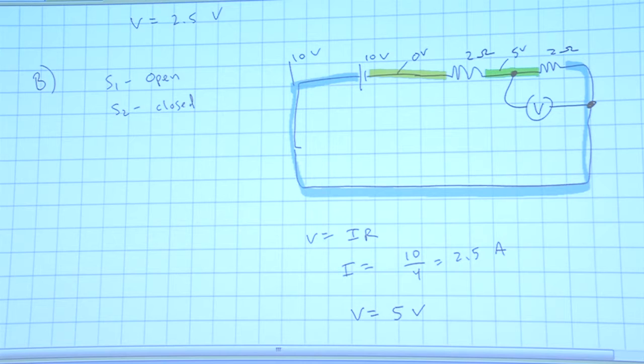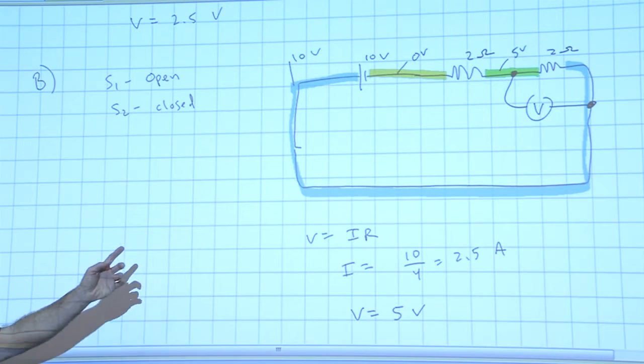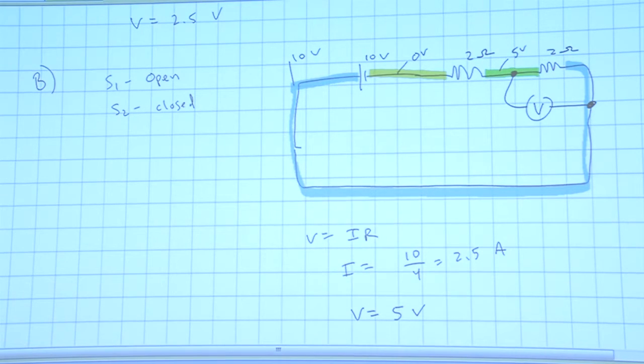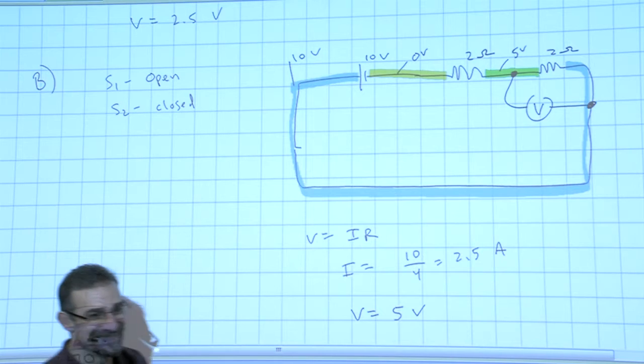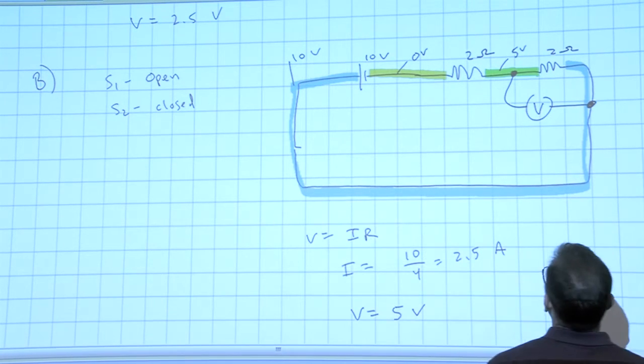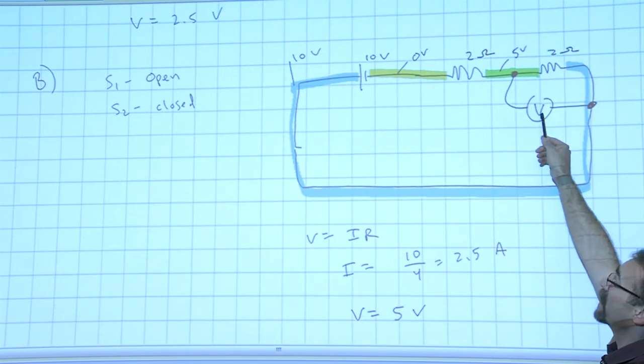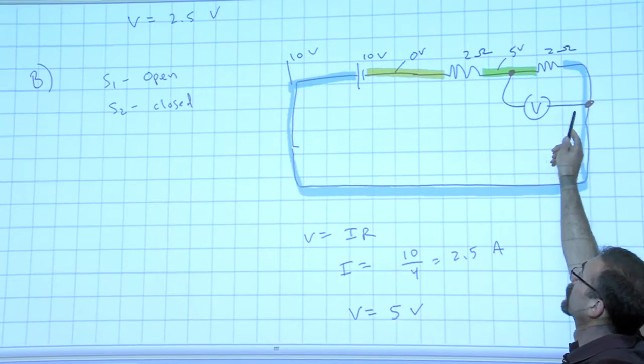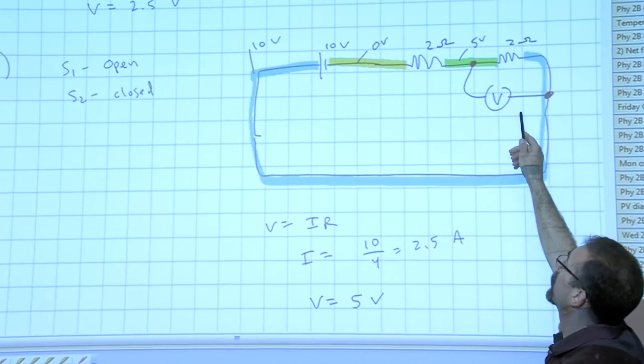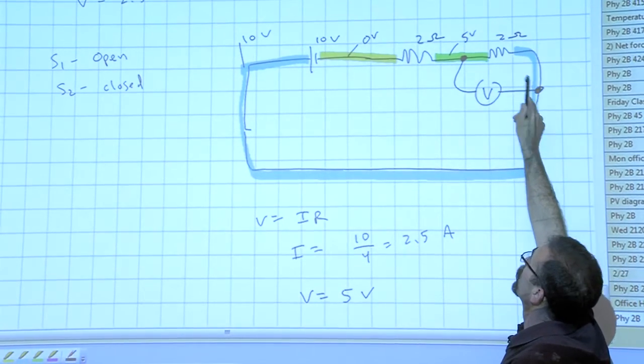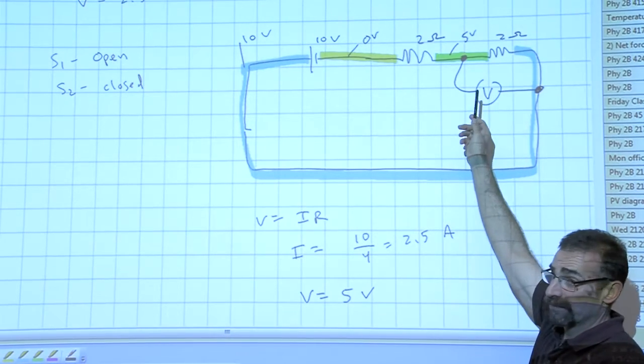Follow that last part? If the voltmeter was hooked up like this, you see how it reads 5 volts? No. So the voltmeter is infinite resistance, right? Nothing, it's not going to affect the circuit. It's just reading the voltage on each side of that 2 ohm resistor.